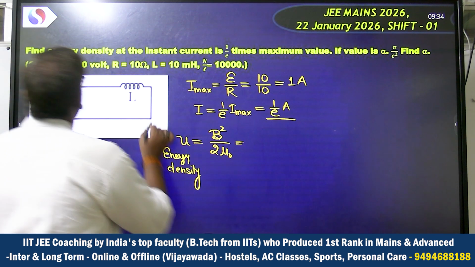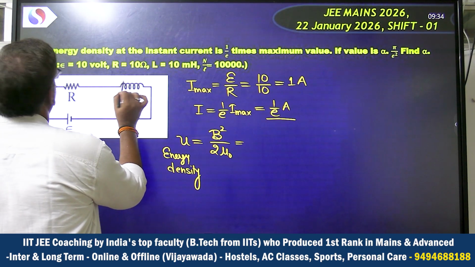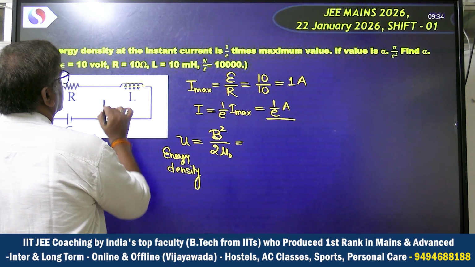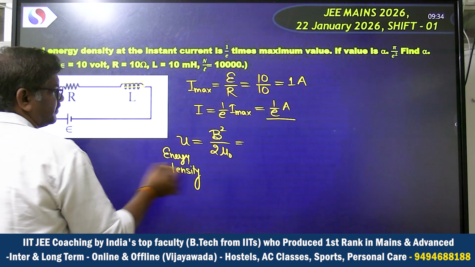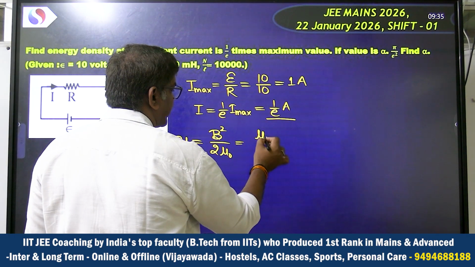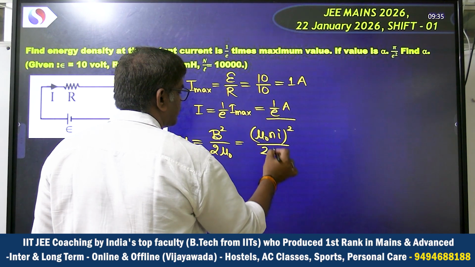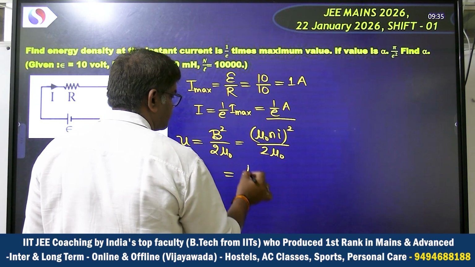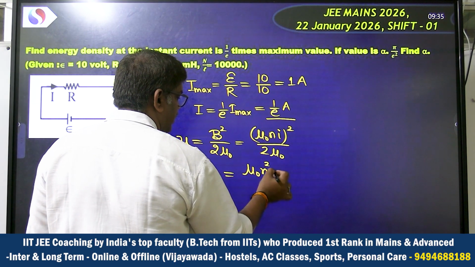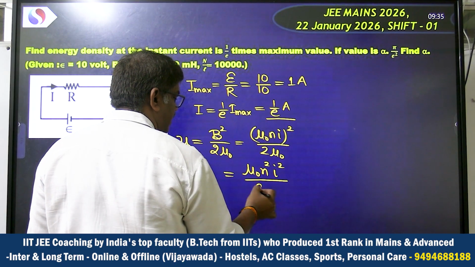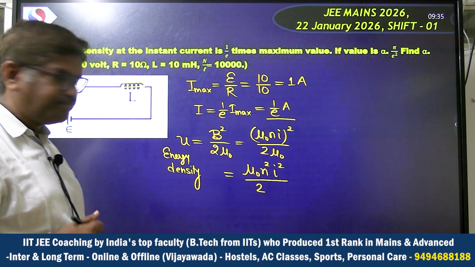And in case of solenoid, in case of coil, corresponding to I, what is B? So B is mu naught into Ni, whole square by 2 mu naught. That means this is going to come as mu naught into N square into I square divided by 2. Alright.